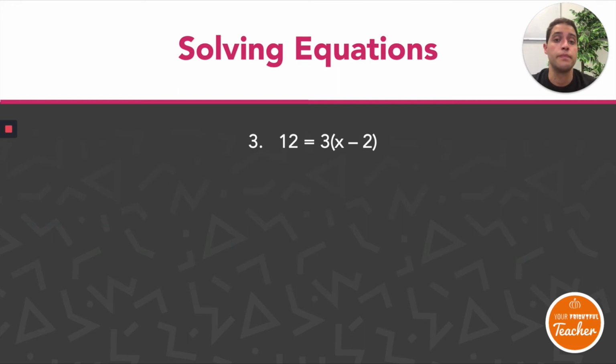Okay, question 3. 12 equals 3 times the brackets of x minus 2. Now we need to expand the brackets. Okay, that's the big thing. That's why we've put this question in. Did you struggle with that? Did you know that you were meant to do that?